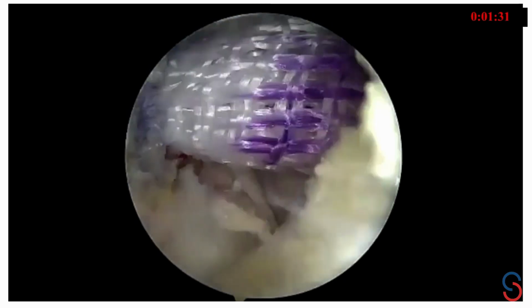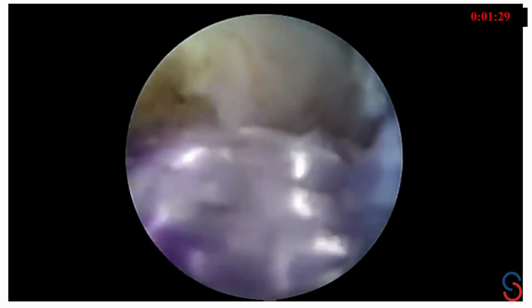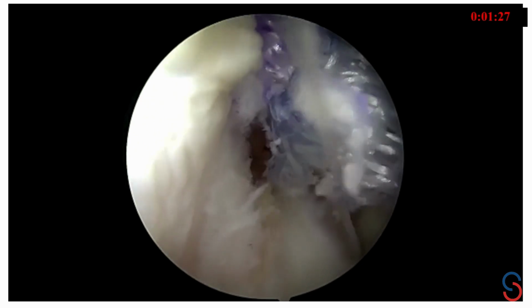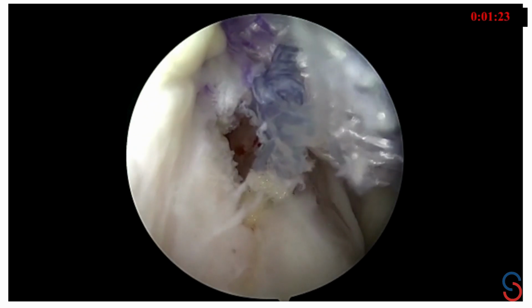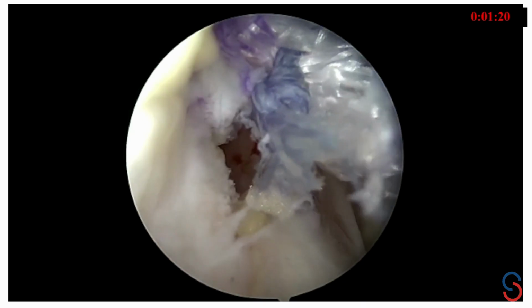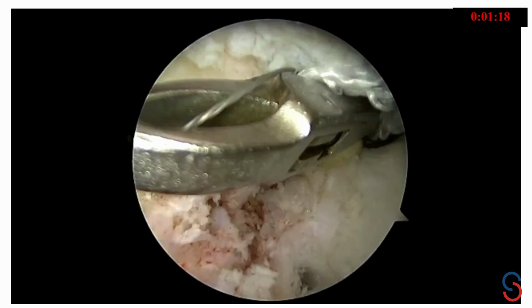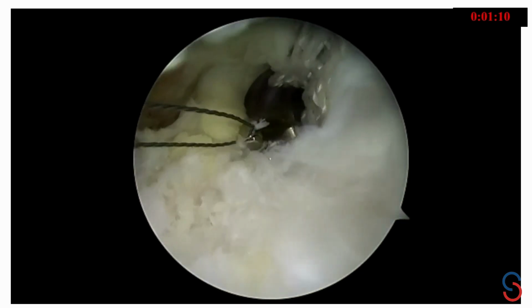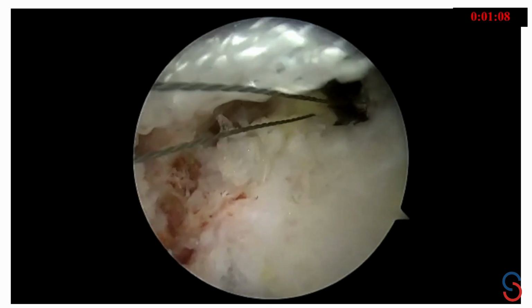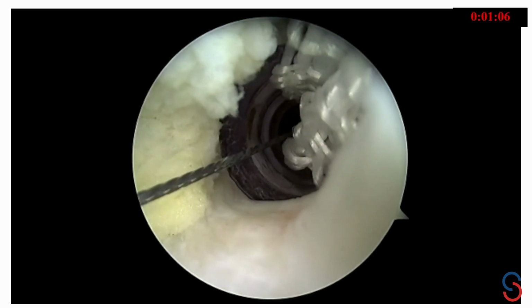Now you need to grasp these two limbs with the grasper and push them towards the posterior recess between your ACL and your PCL. Take a grabber and push it to the posterior aspect. Once you are done with that, you now have two limbs in the posterior aspect. You will now take your Nitinol wires, which have already been retrieved. Sometimes you can lose that.